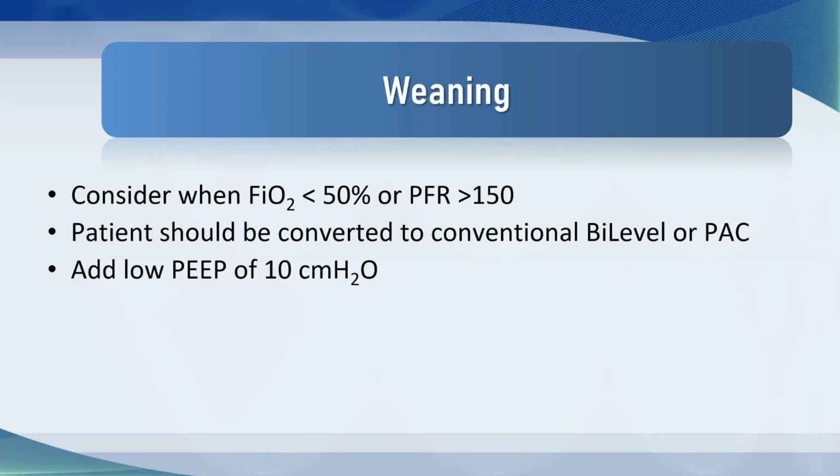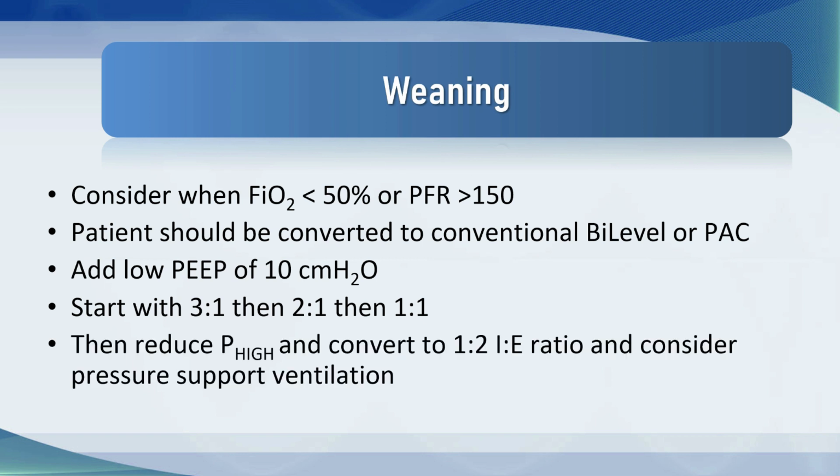At this point, I would add a low PEEP of 10 centimeters of water. Now, this might seem to be quite low for someone who's had severe hypoxic respiratory failure, but as I pointed out in the tutorial on pressure control, because you're using long inspiratory times, you really need to lower the PEEP level, again for the same reason as you use airway pressure release. You need that big ramp from the high pressure to the low pressure to get carbon dioxide out, and then you progressively reduce the I/E ratio from 3:1 to 2:1 to 1:1, and then you start to reduce the high pressure, the pressure limit, and convert the patient to a regular 1:2 I/E ratio.